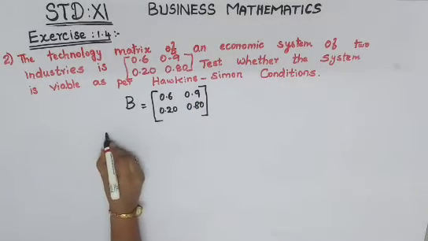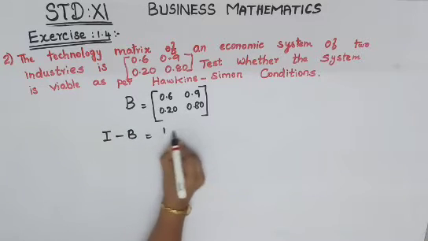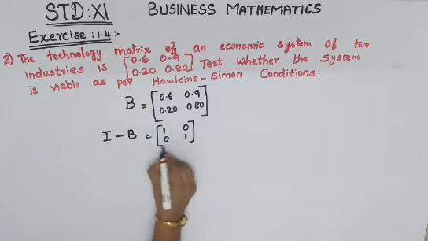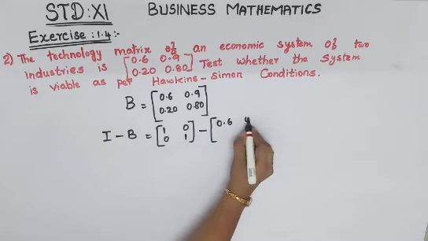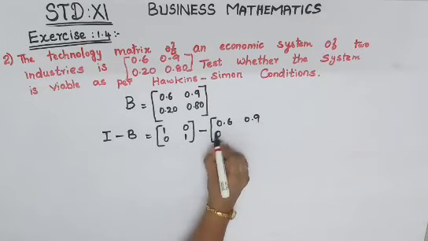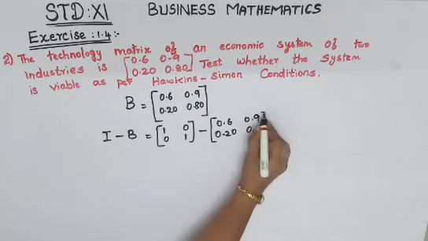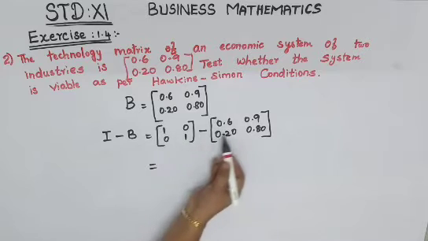Now the next condition is I minus B, you'll have to find it. So I is nothing but your 1001 minus the given matrix, okay. So it is 0.6, 0.9, 0.20, 0.80. Now normal subtraction of your matrix, first element with this first element.